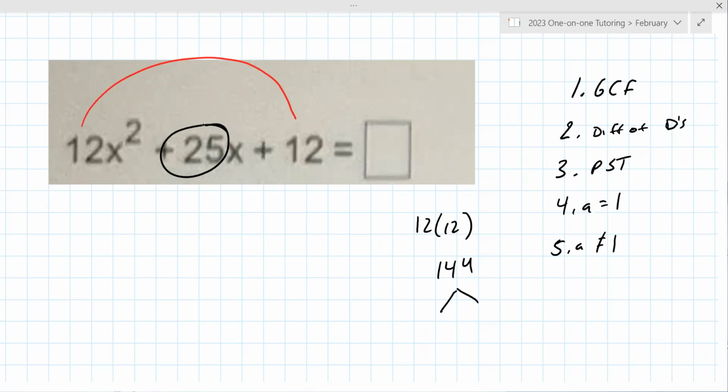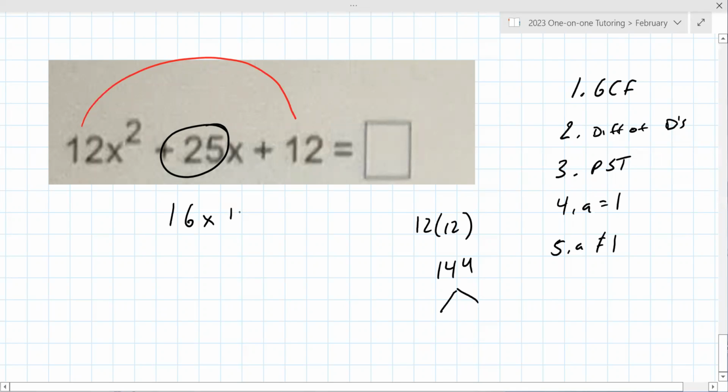Okay, 9 and 16. Yes. So you're right, you have a choice here. We're going to go 16x plus 9x. You split apart the 25 into the two numbers there.